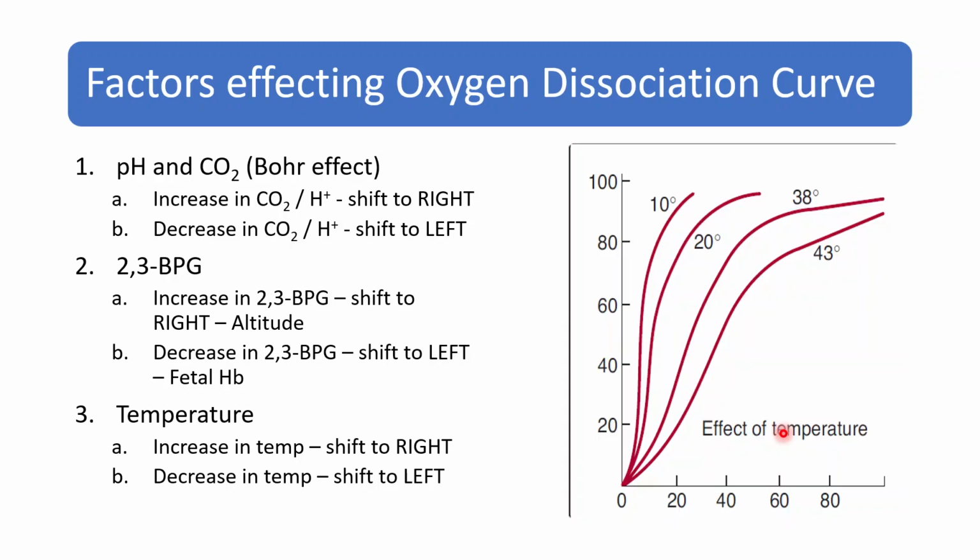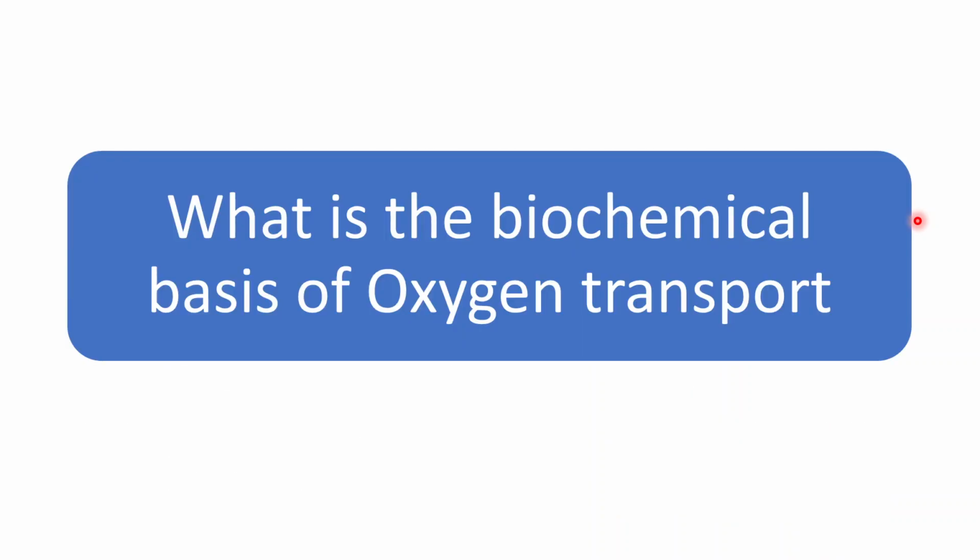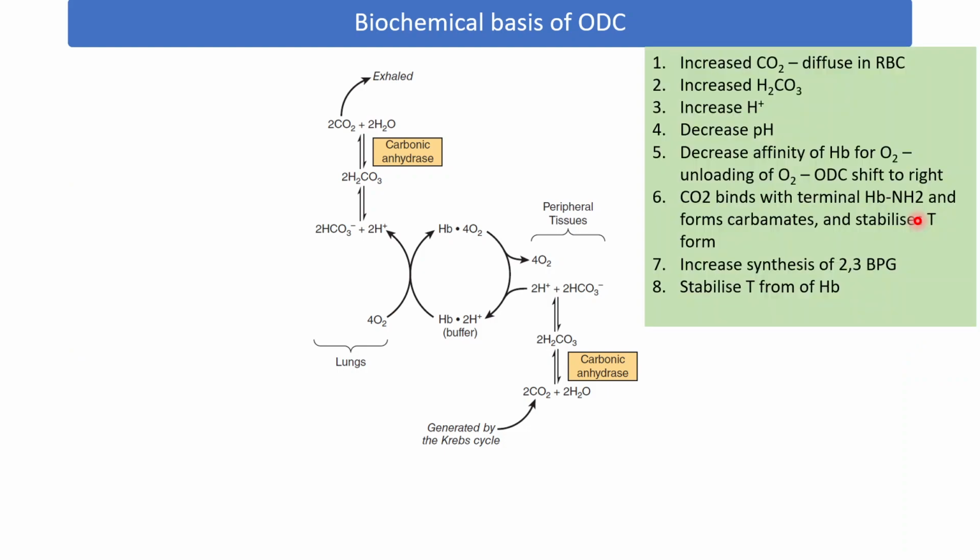Okay, effect of temperature. As you see, as the temperature increases, at 20 degrees, the oxygen dissociation curve was here. As the temperature increases to 38, 43, the oxygen dissociation curve, or ODC, shifts towards the right. That leads to unloading of oxygen. Now, what is the biochemical basis of oxygen transport? Now let us see over here.